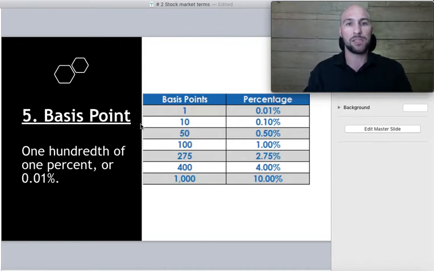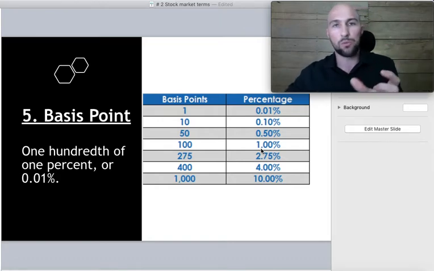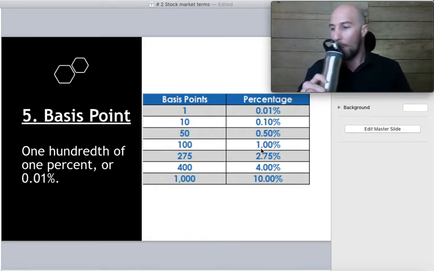So a basis point is simply 1/100th of 1%, or 0.01. So one basis point is 0.01. Here you can see 100 basis points is 1%. So they just break it down like that to go into smaller denominators.